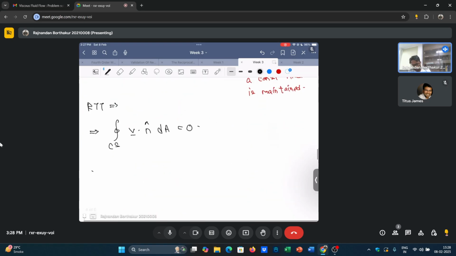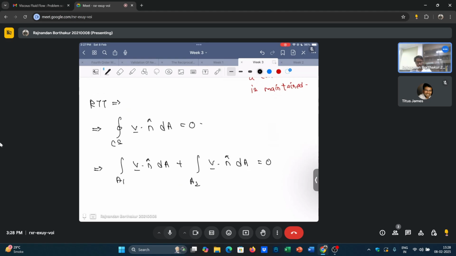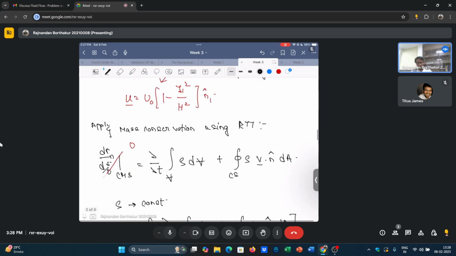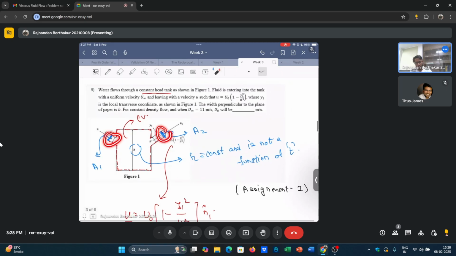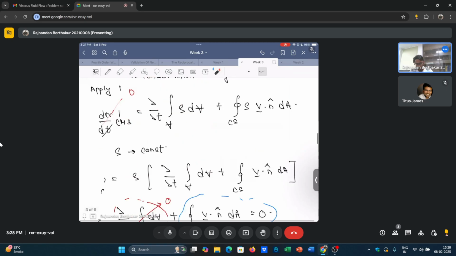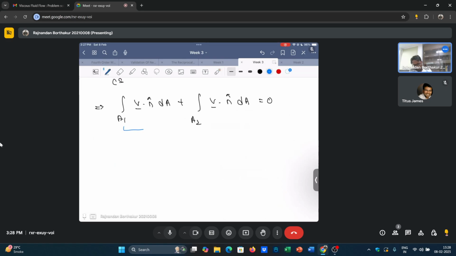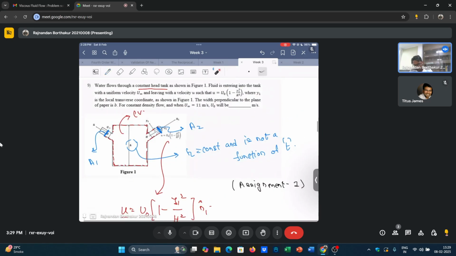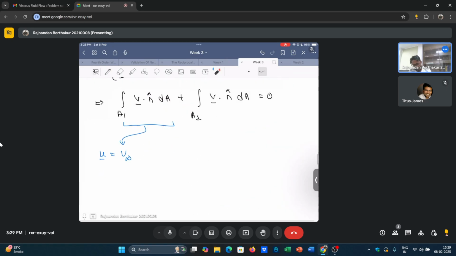So this term now boils down to the integral over A1 of v dot n hat dA plus the integral over A2 of v dot n hat dA, and this equals 0. All right. Now let's see what is happening at A1 and what change is happening at A2, because you have a different velocity profile at A2 than at A1. So let's treat these terms individually. If you evaluate this integral, your velocity at section A1 is a uniform velocity, and the unit normal is in this direction because there is a net flow inward into the tank. Which means your u is u infinity, and the unit normal is what?